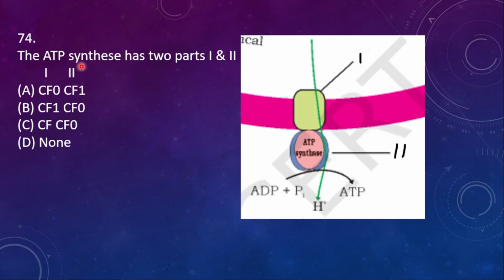74th question. The ATP synthase has two parts, 1 and then 2. This one is 1 and this one is 2. What is 1 called and what is 2 called? Here the right option is 1 is called CF0 and 2 is called CF1. CF0 is embedded in the membrane, that is the thylakoid membrane, and CF1 is outside, towards the stroma.